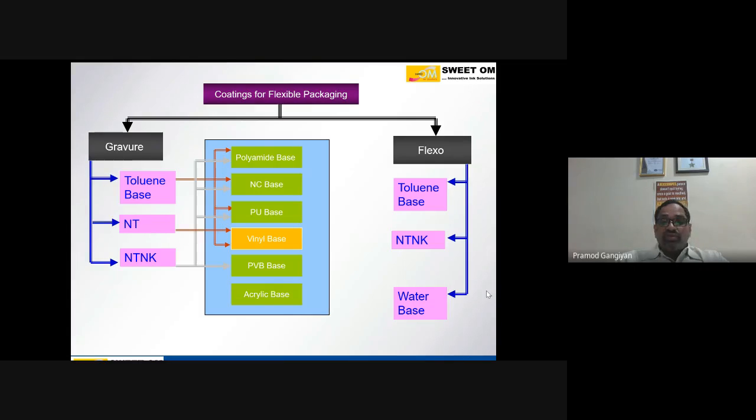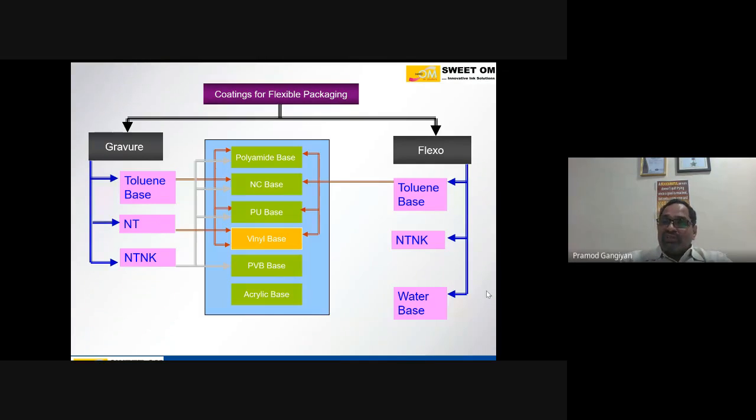If you want to produce non-toluene, non-ketonic coatings, then this is something technical. I'm touching a little part of the technical. I'm not going into too much detail in chemistries and equations. I'm giving a brief scenario, right? NT-NK, non-toluene, non-ketonic inks and coatings we can produce with polyamide, with nitrocellulose, with polyurethane, and we can produce with polyvinyl butyral, PVB resins.